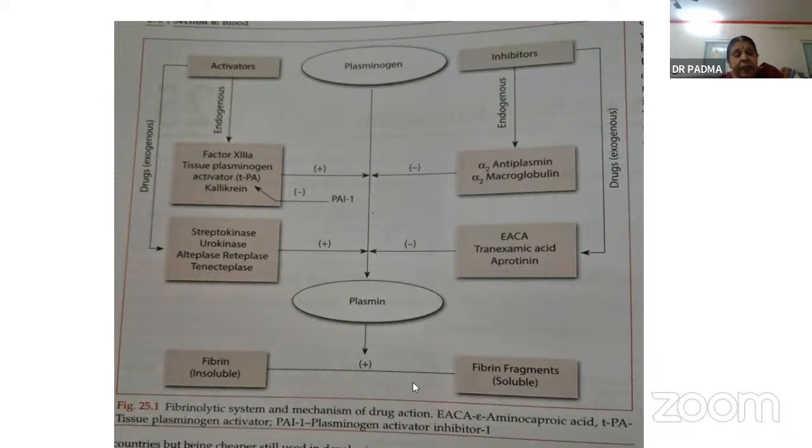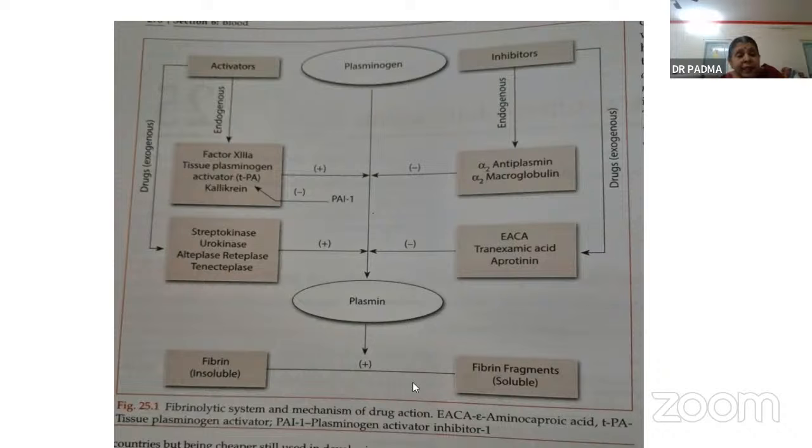Here you have seen the plasminogen is activated to plasmin by the activators, that is endogenously by factor 13A, tissue plasminogen activator, as well as kallikrein. These are the endogenous plasminogen activators. In the body, blood should be in the fluid state, so there should be endogenous inhibitors also. We have alpha 2 antiplasmin and alpha 2 macroglobulin, which are endogenous.